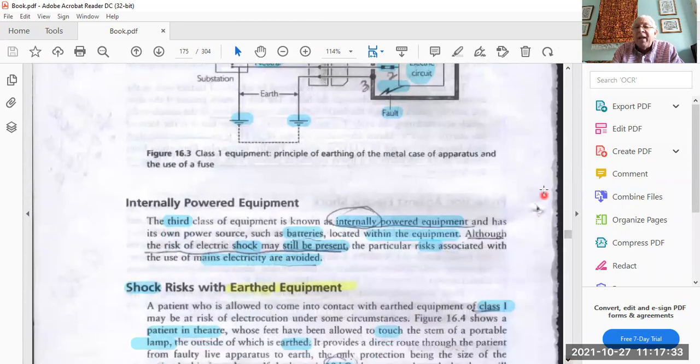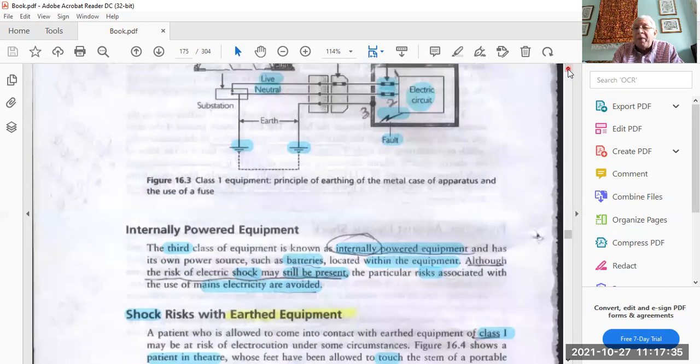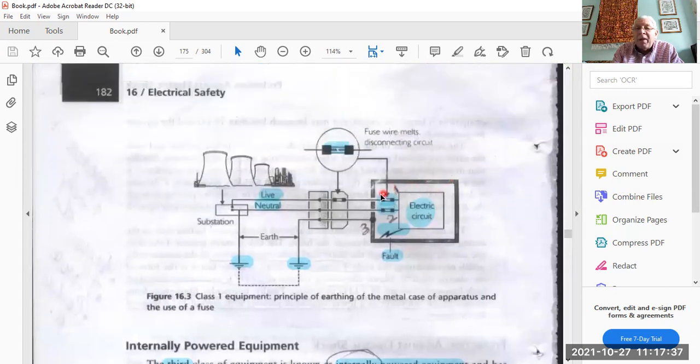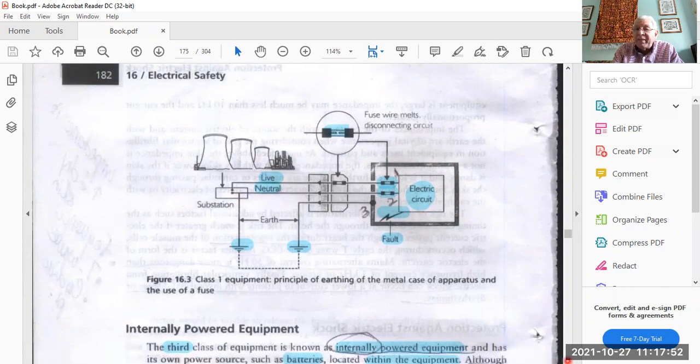The second class of equipment is where I double the case. I have 2 layers of insulation, or I reinforce it and make it second. This is the second type of equipment for protection against electric shock.